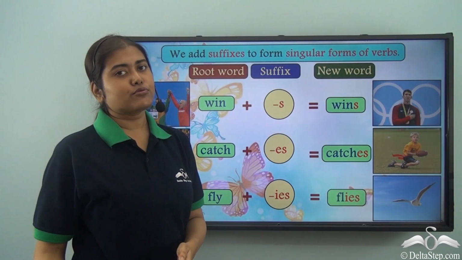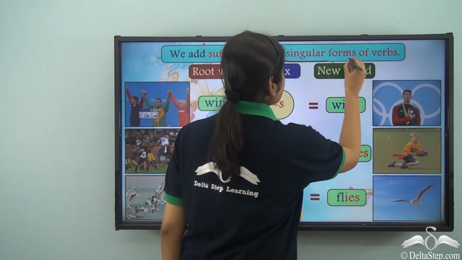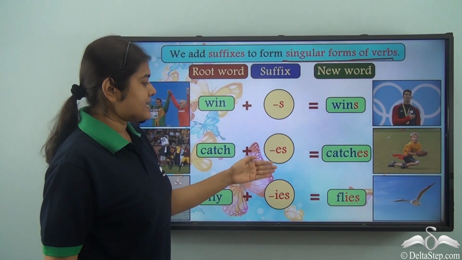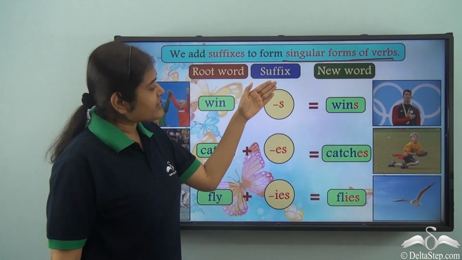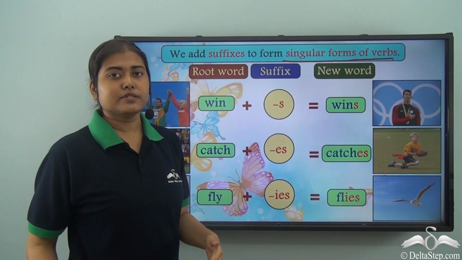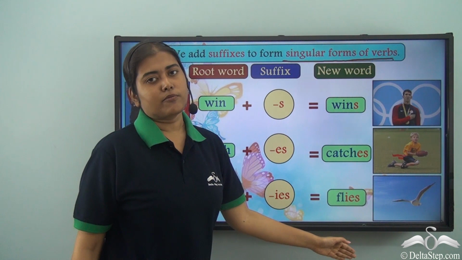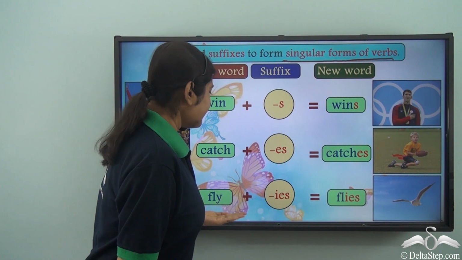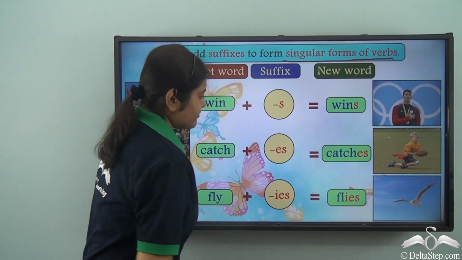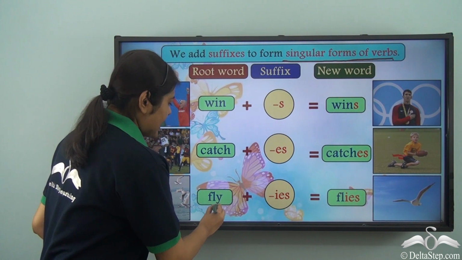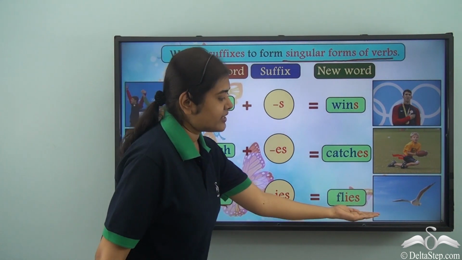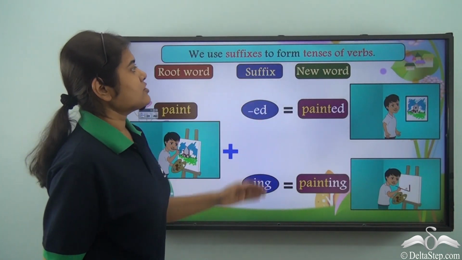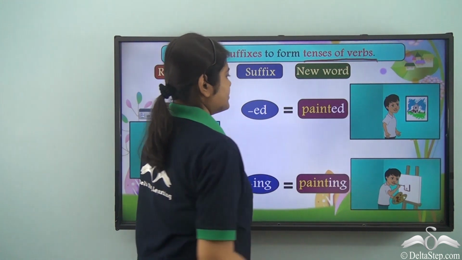Another usage of suffixes is to form singular forms of verbs. Now, in this case also we have s, es and ies. But the thing is, when we add these suffixes to verbs, we make the singular forms of verbs. So, win becomes wins, catch becomes catches, fly becomes flies. In case of flies, what exactly happens is the y changes to I and after that the es is added.